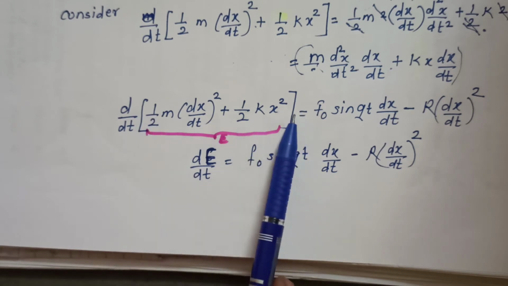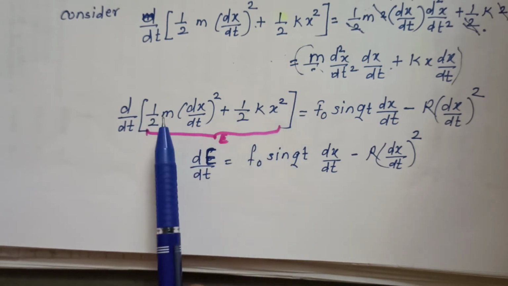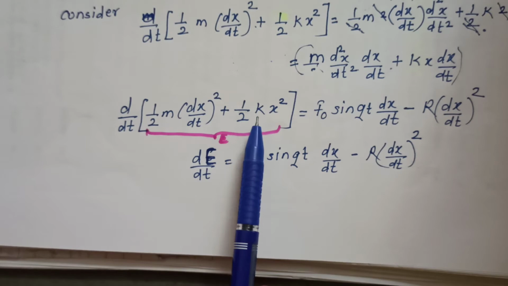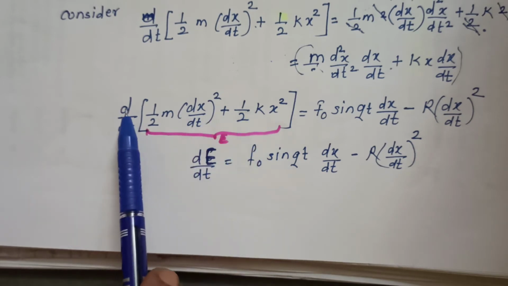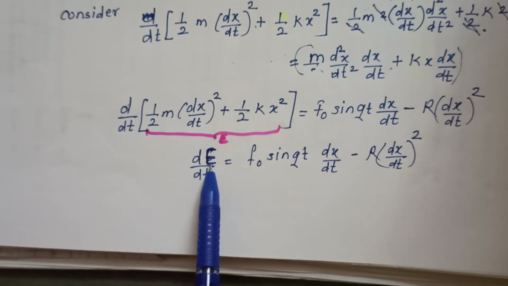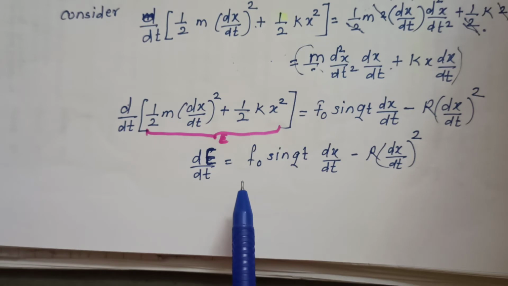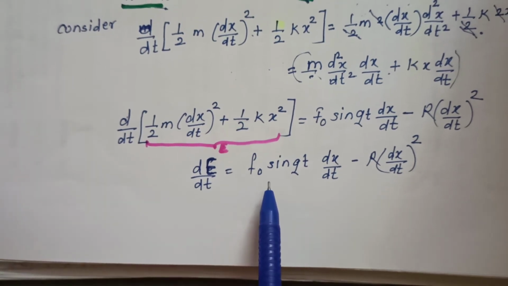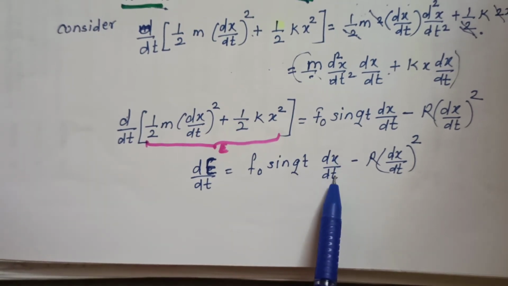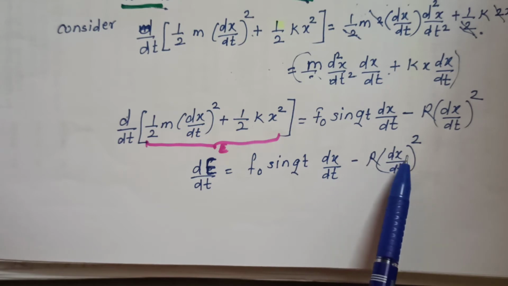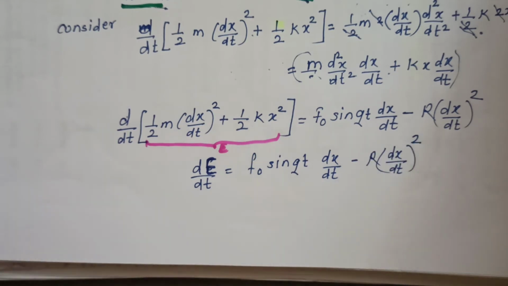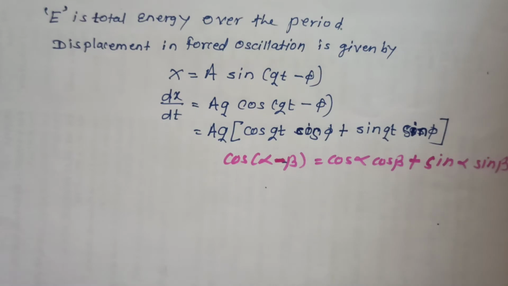This bracket term is the sum of kinetic energy and potential energy. Put this equal to E, then we get dE/dt equal to F0 sin qt dx/dt minus r (dx/dt)². E is the total energy over the period.